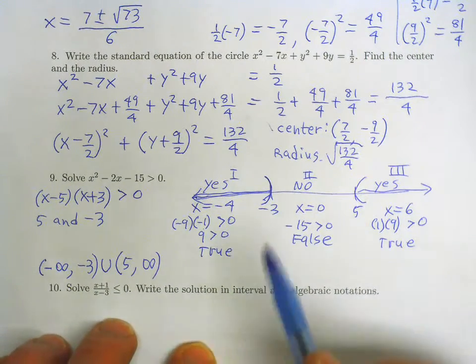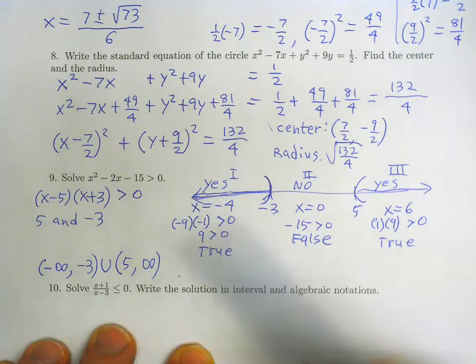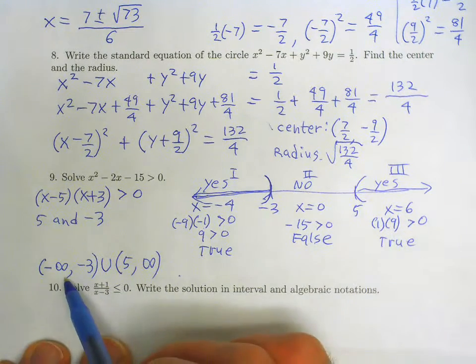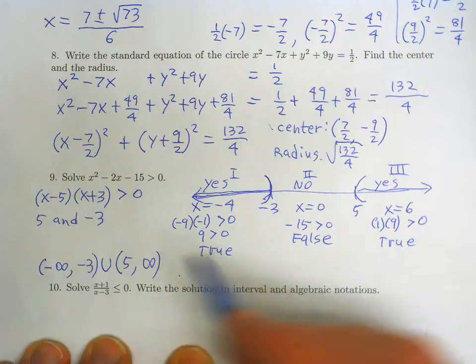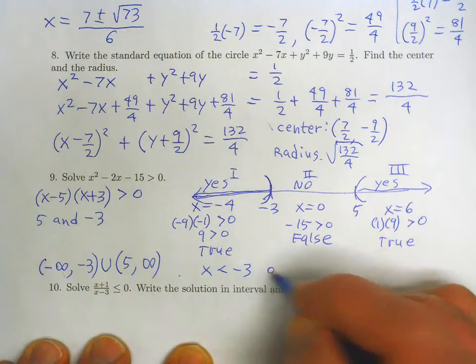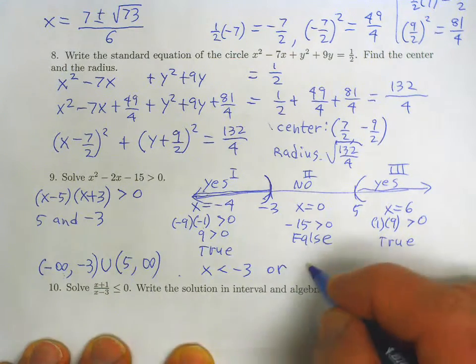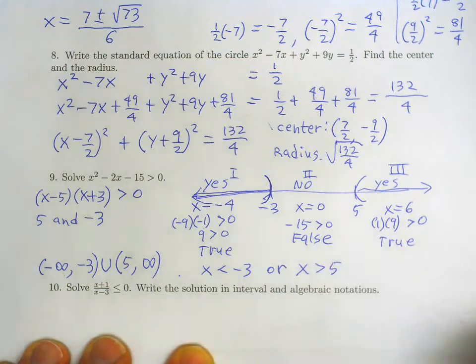You should be prepared to write the algebraic notation, so I'll write what that is. If x is in this interval on the left, then x is less than -3. And then we write the word or. If x is in the other interval, then x is greater than 5.